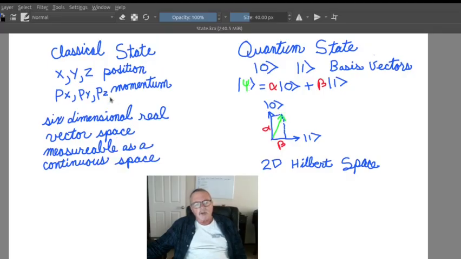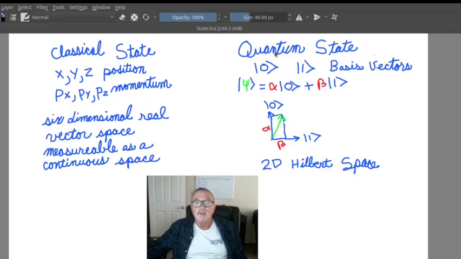And what's important is you can measure this as just as finely as you want to. So it's just a continuous space. You're only limited by the precision of your instruments. There's no quantization.